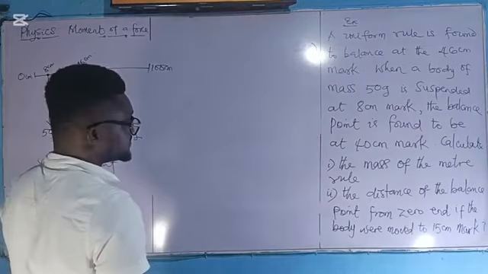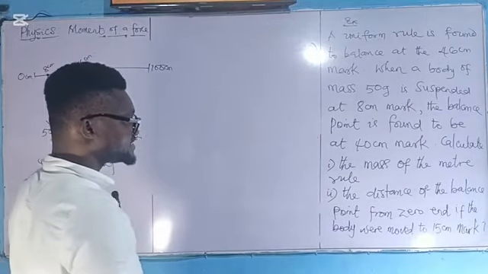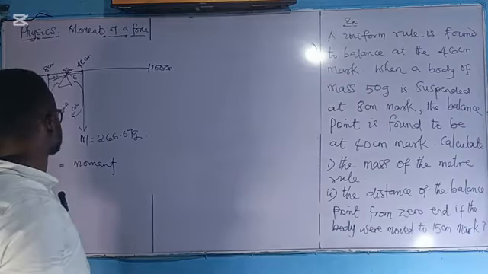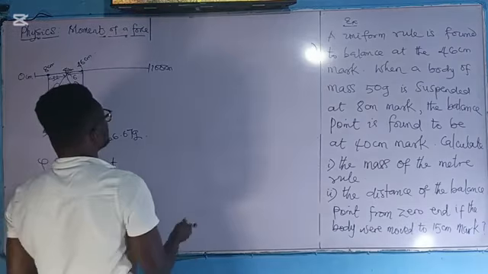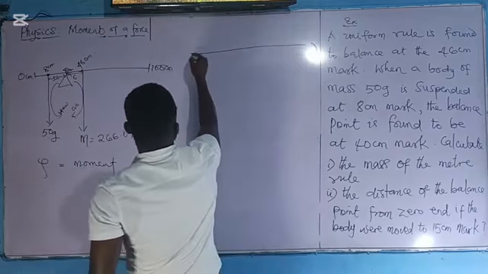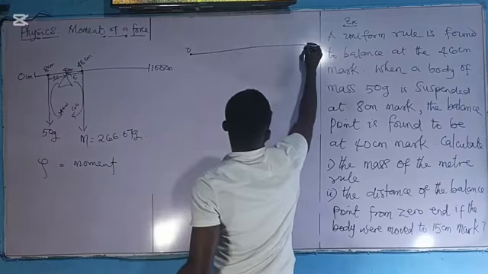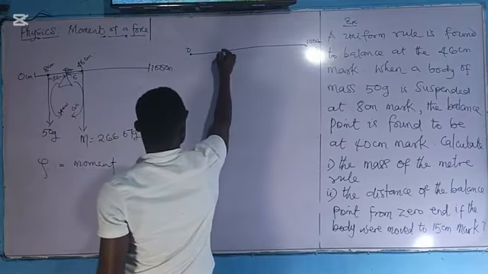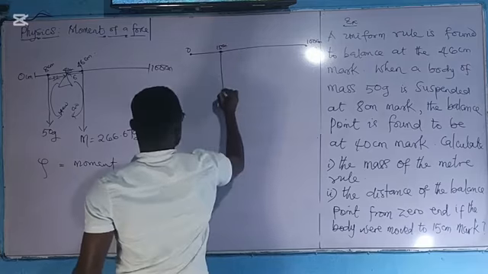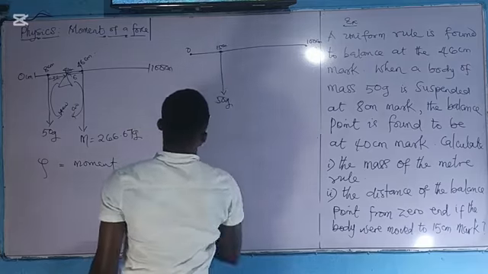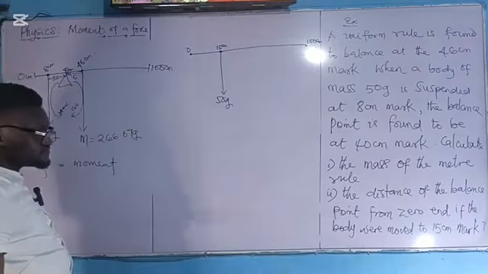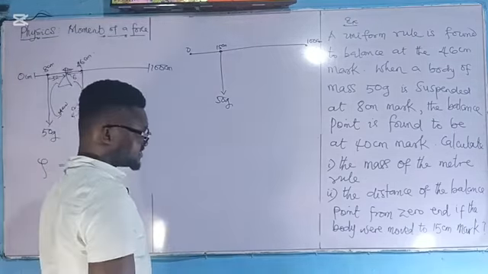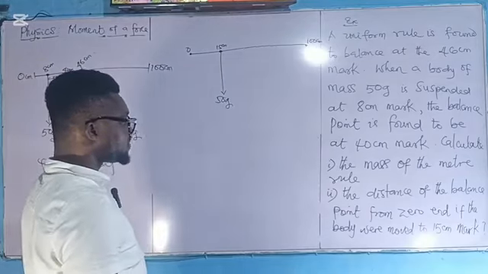So at this point, calculate the distance of the balance point from 0 end if the body were moved to the 15 cm mark. Now the body is 50 gram. We have the 50 gram here. Here is 0, then here is 100 cm. Now if this very mass is moved to 15 cm, 50 gram moved to the 15 cm mark. Now calculate the distance of the balance point from 0 end if the body were moved to 15 cm mark.